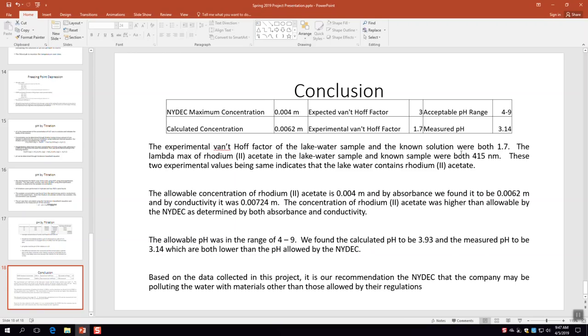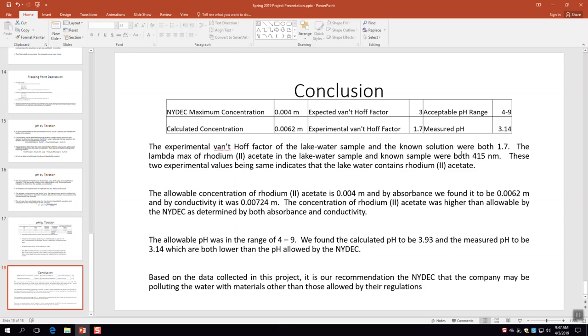Additionally, when looking at the pH, we found that the allowable pH given by the NYDEC was 4 to 9, and when we calculated the pH, we thought it would be 3.93, but using the pH probe, we found it was even lower than that, 3.14, both of which, again, are lower than the limit range allowed by the NYDEC.